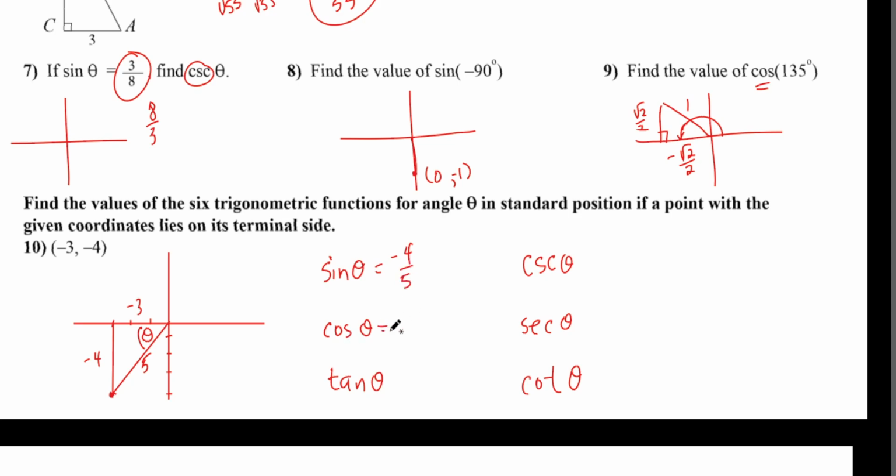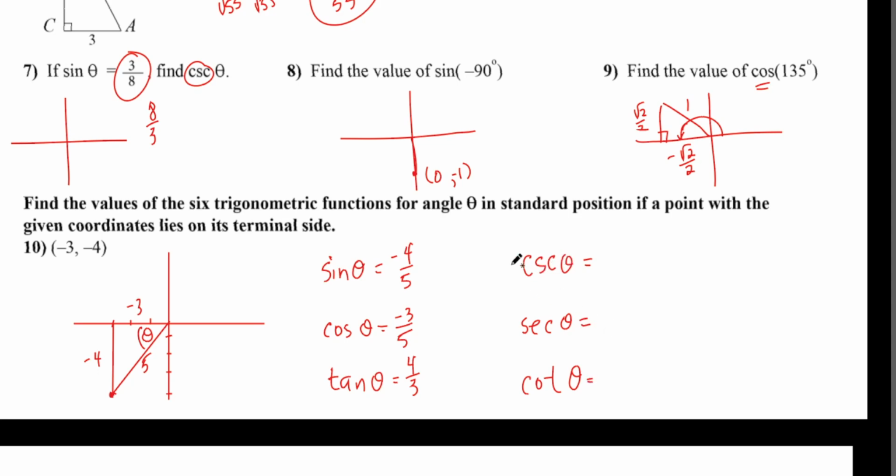The cosine's adjacent over hypotenuse. That's negative 3 over 5. Everybody see that? Negative 3 is adjacent to that angle. The tangent is the opposite over the adjacent. So that's negative over negative, which is what? Positive 4 over 3. Once you get those, you could just go straight from here to here, couldn't you? That's what I would do.